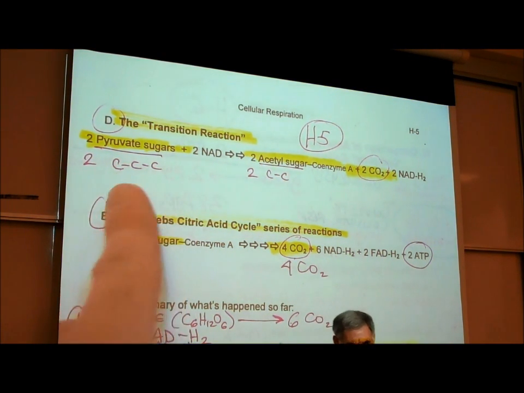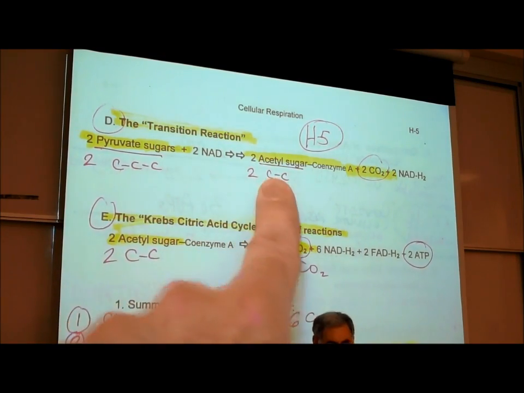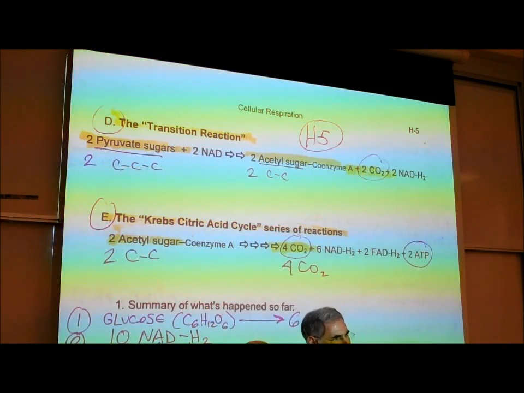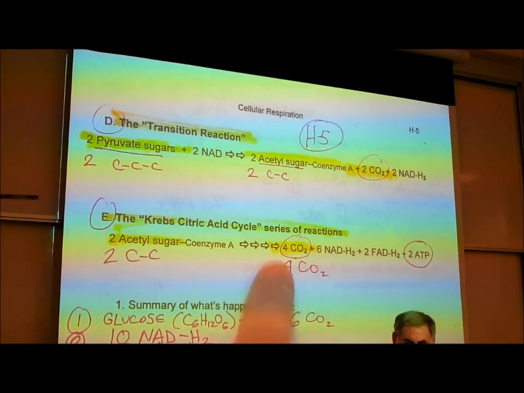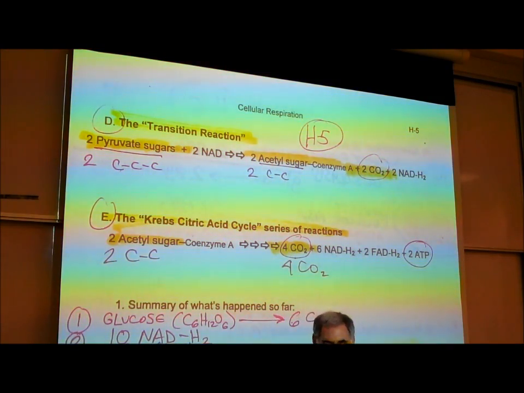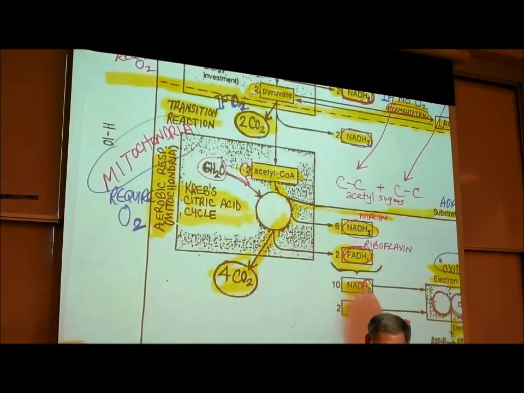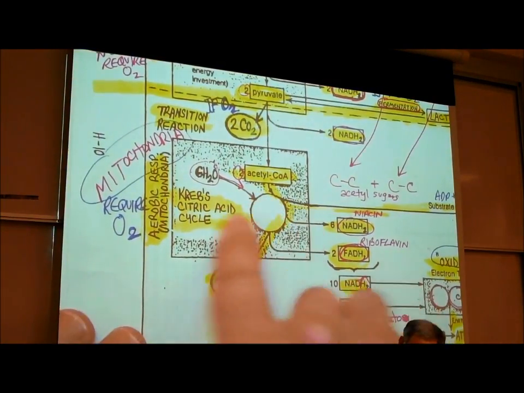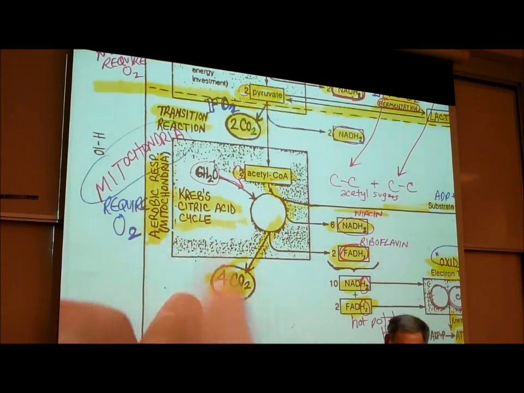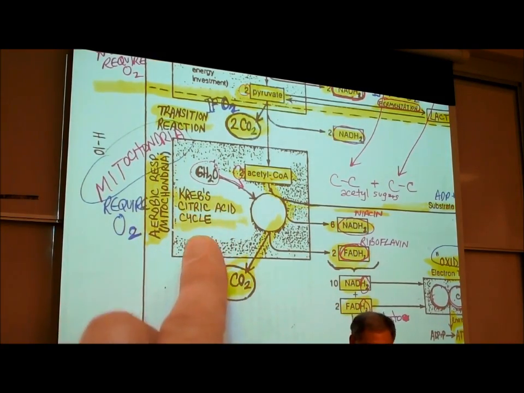All right, so we went from 2 3-carbon sugars to 2 carbon sugars and 2 carbon dioxides. Now, the next thing that happens is called the Krebs citric acid cycle series of reactions. Before we look at this, let's just show you back on H10. So on H10, what happens next is written right here. It's called the Krebs citric acid cycle.